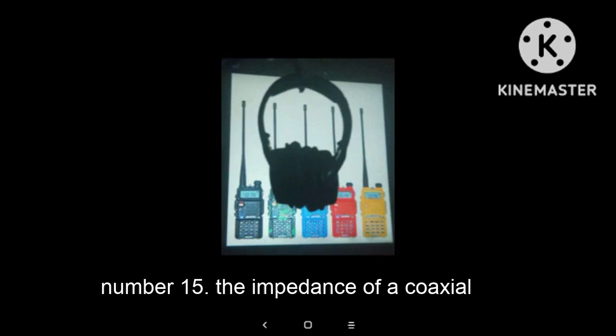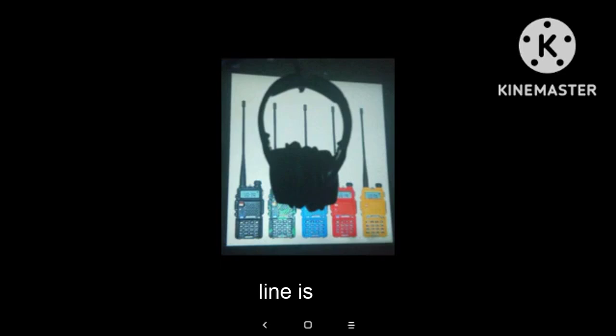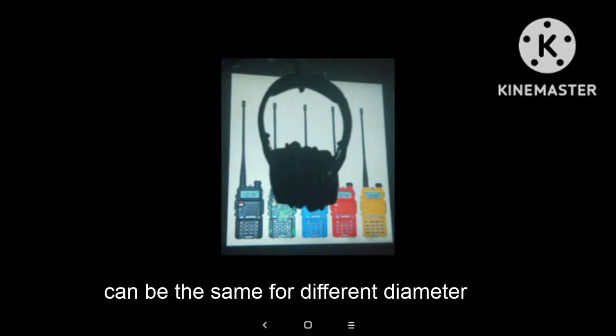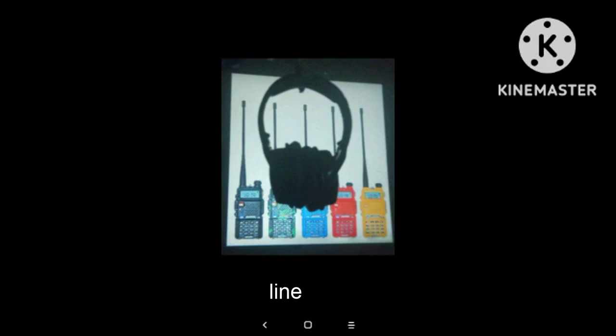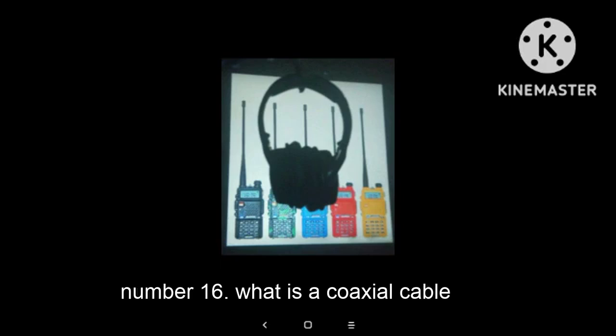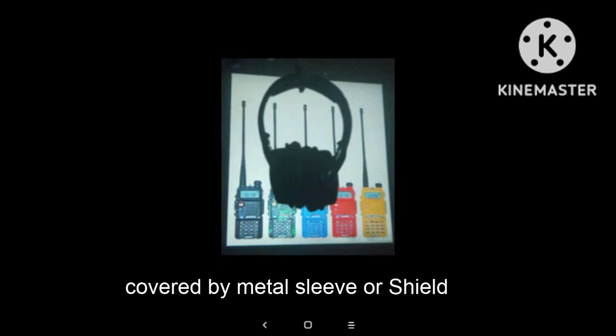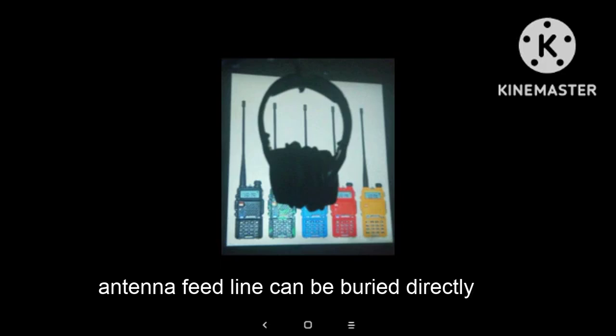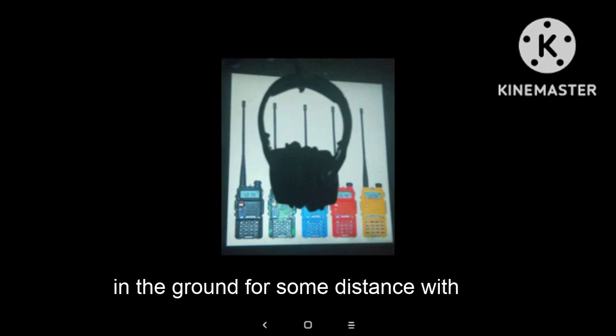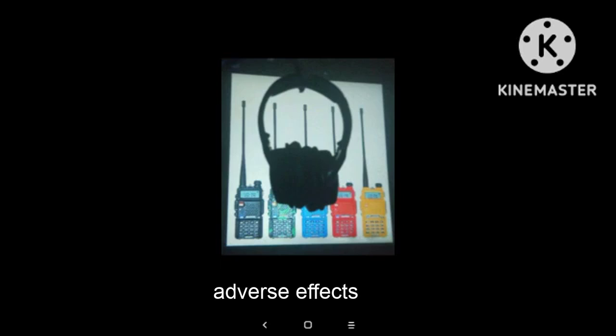Number 15. The impedance of a coaxial line can be the same for different diameter line. Number 16. What is a coaxial cable? A center wire inside an insulating material which is covered by a metal sleeve or shield. Number 17. What commonly available antenna feed line can be buried directly in the ground for some distance without adverse effects? Coax cable.